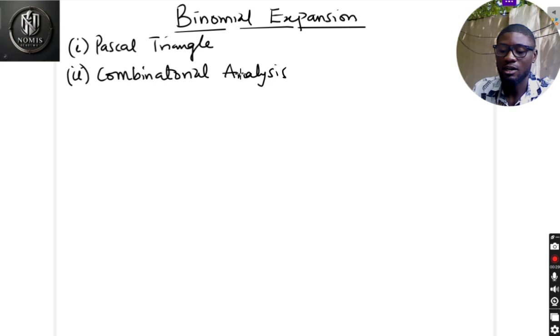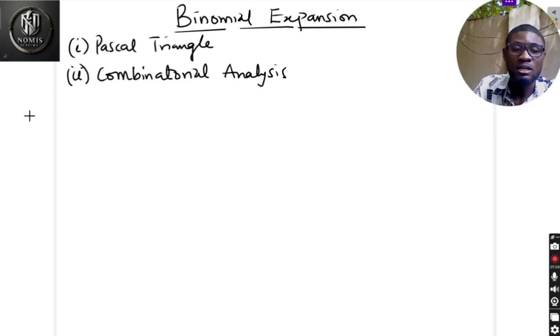What is Pascal triangle? Pascal triangle is a formulated triangle in which each line of the triangle carries the coefficient of the term in the expansion of binomial equation. Let's see what I'm talking about.